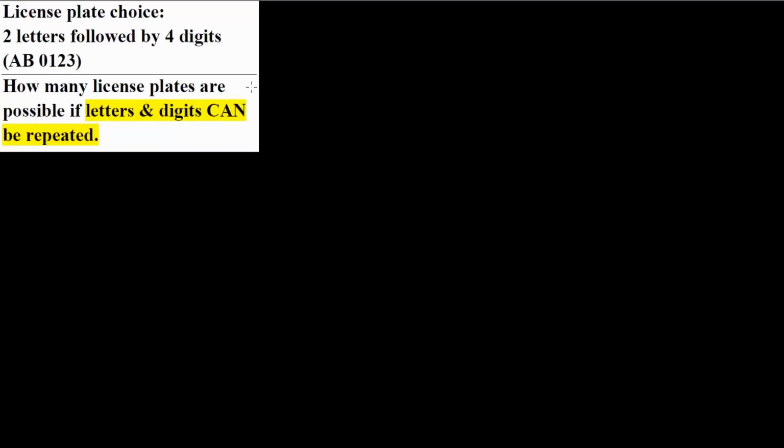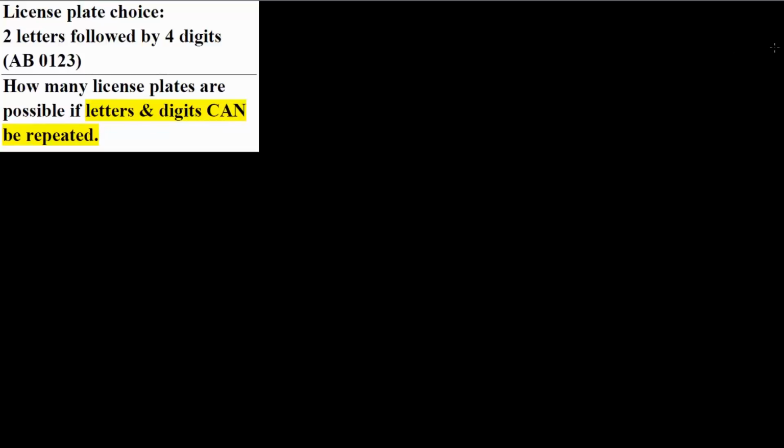So we want to make license plates. And for our license plate, the first two things are letters. It can be A, B as an example, followed by 4 numbers. So you can have from 0 to 9. So including 0 to 9 would be 10 possible choices. So we want to know how many license plates are possible if letters and digits can be repeated. Meaning you can have AA or you can have 0000. So we want to know how many license plates are possible under these criteria.